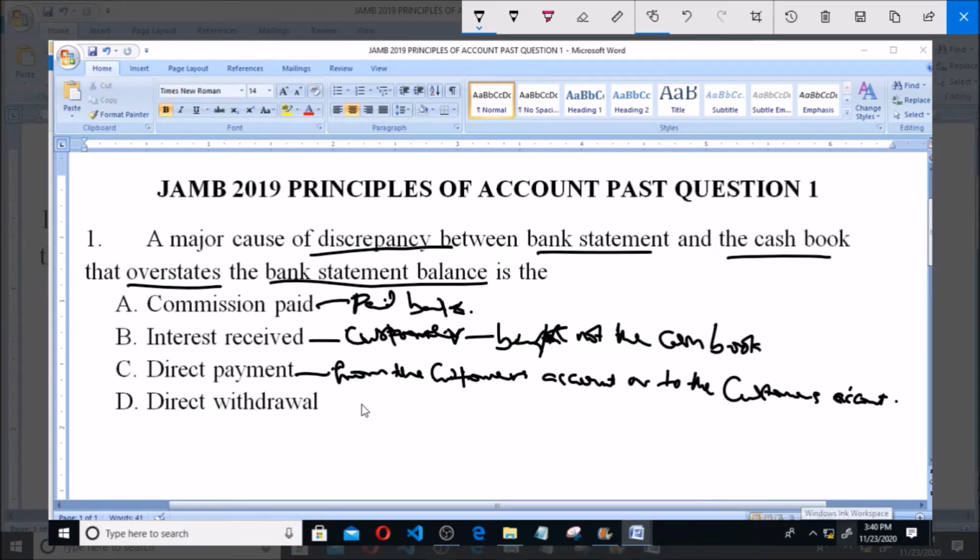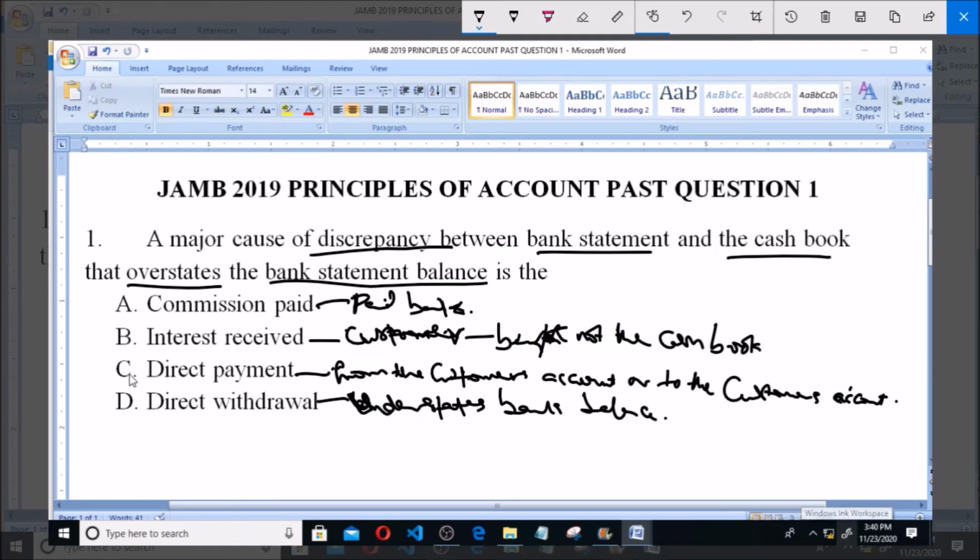Then direct withdrawal. The customer might make a direct withdrawal that will overstate. So direct withdrawal does not overstate. This is withdrawing from your bank. When you withdraw, your bank balance will come down. So this one will not overstate. This one will only understate the bank balance.